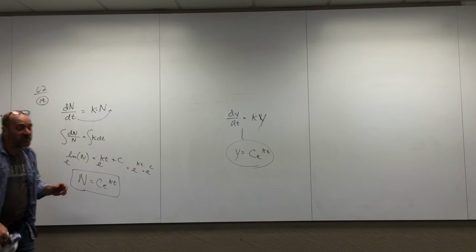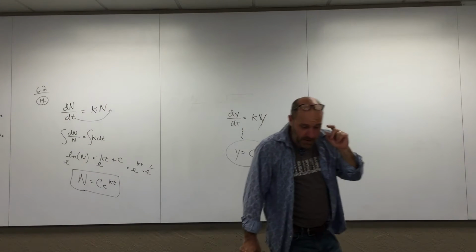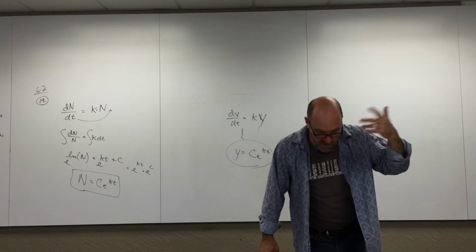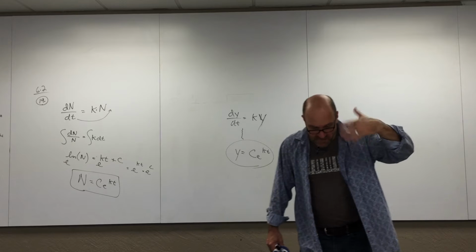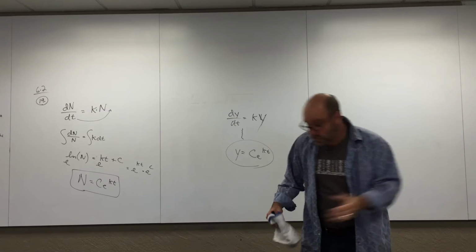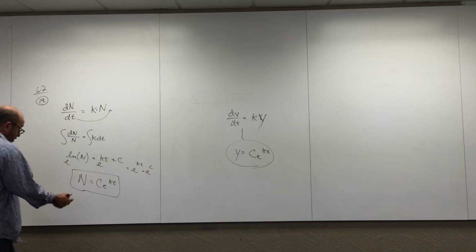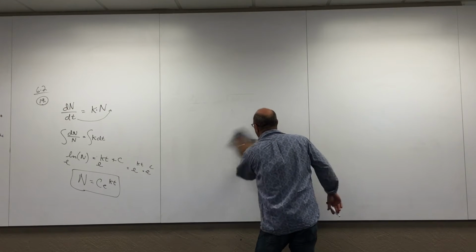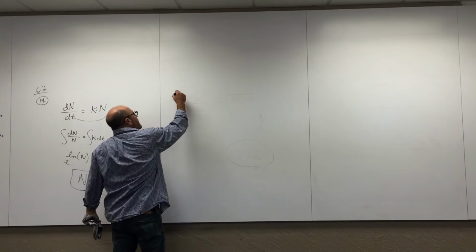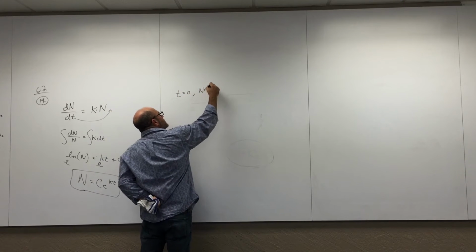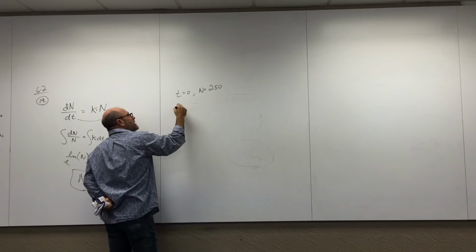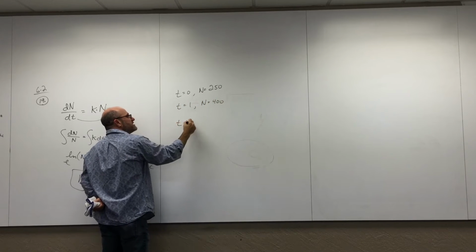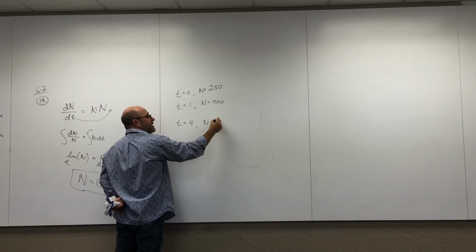Cool. But now there's some data they give me. They tell me when t is 0, n is 250. When t is 1, n is 400. What is the value of n when t is 4? Those are good questions. Those are classic questions for a word problem where you have some data. They said when t is 0, n is 250. When t is 1, n is 400. And then they said when t is 4, please find n.